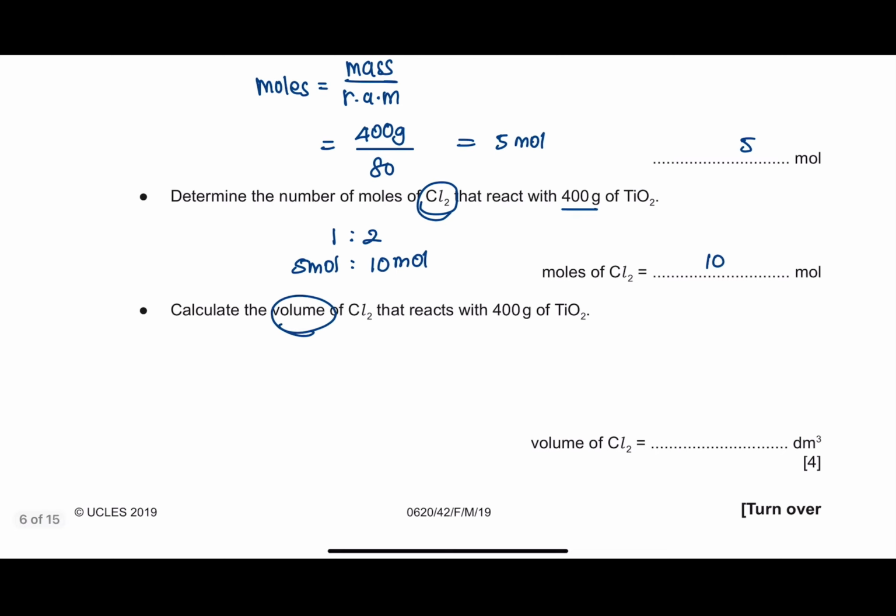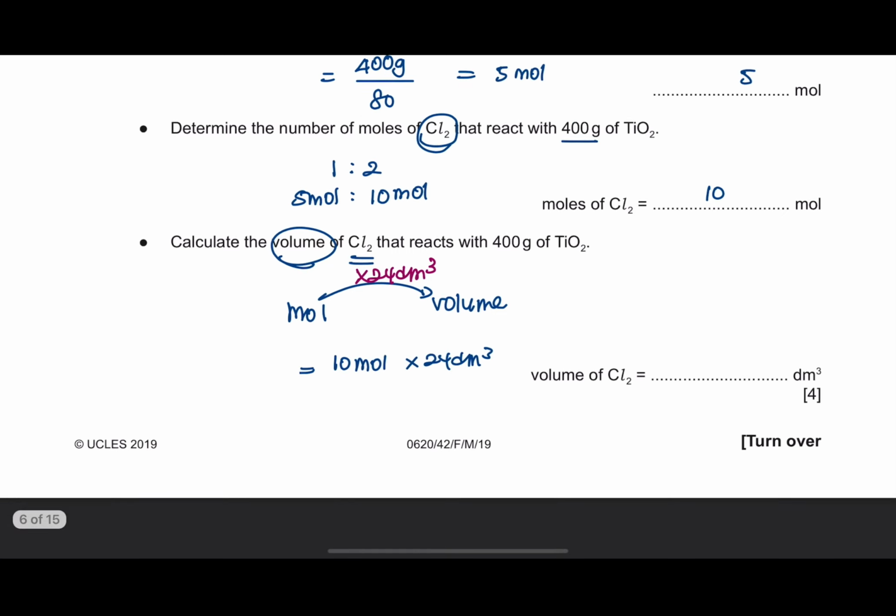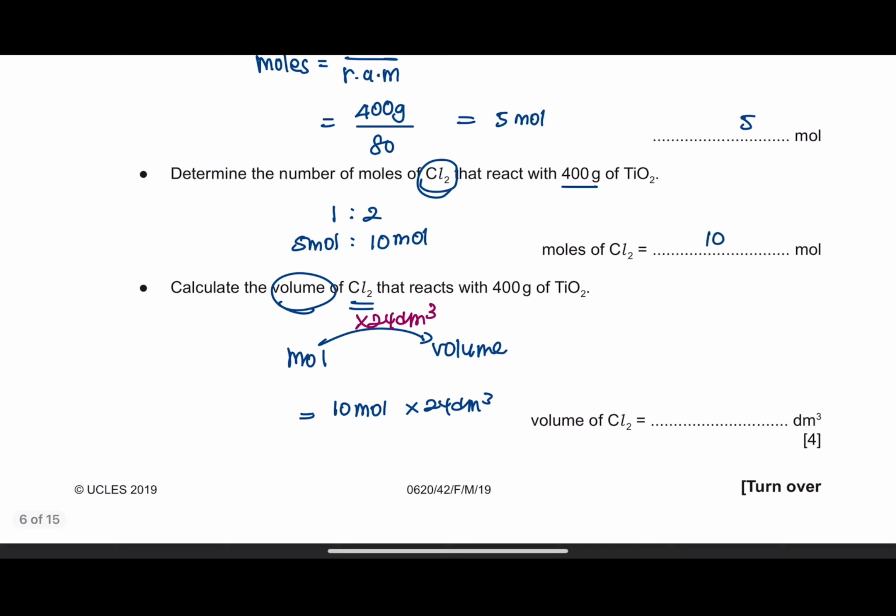Now they're asking you to calculate the volume. If you have mole and you would like to find volume, all you have to do is multiply it with the room temperature condition, which is 24 dm cube. So 10 mole multiplied by 24 dm cube would give you 240 dm cube.